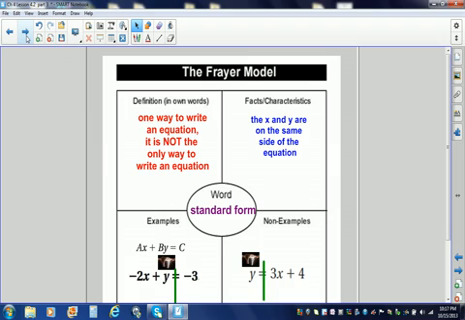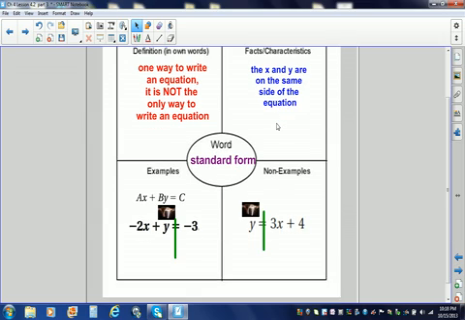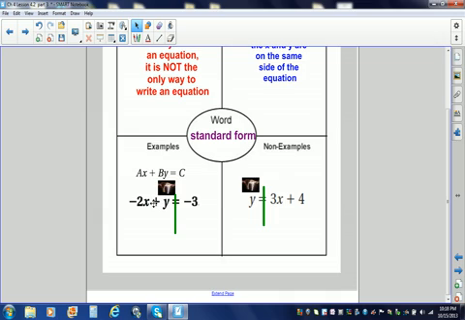We have been talking about the vocabulary word standard form. Standard form is one way to write an equation. It is not the only way. A characteristic of standard form: the x and y are on the same side of the equation. This is standard form. This is a non-example, not standard form. The x and y are on different sides. If they're on the same side, standard form.